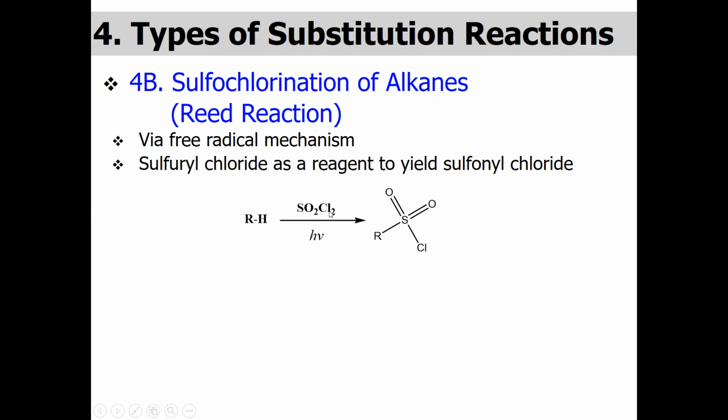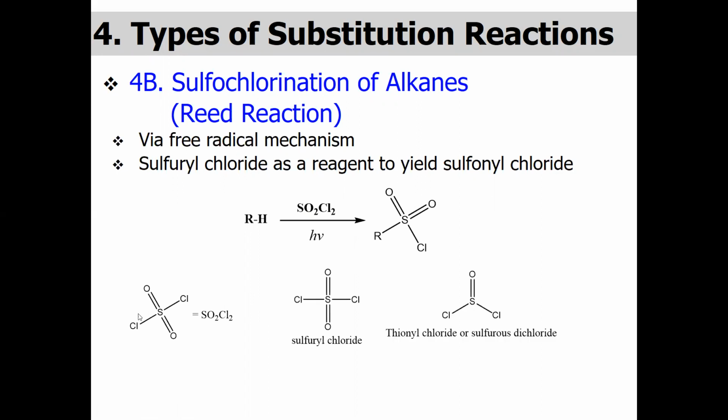There are some important points to explain. SO2Cl2 is sulfuryl chloride. Besides this, we have another molecule, SOCl2. This compound is known as thionyl chloride or sulfurous dichloride. What is the main difference between these two reagents? Just remember, it's a very little difference. If you are using sulfuryl chloride, it is the source of chlorine, like chlorine radical, and it's a radical reaction.